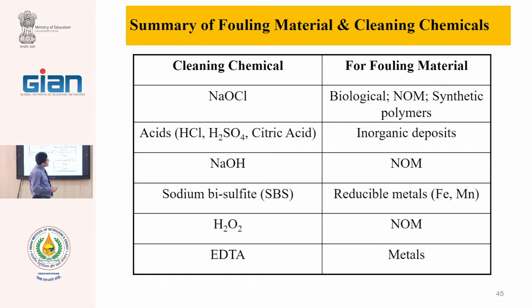And organic matter can be well oxidized with hypochlorite. Or we can use another oxidant. Another oxidant is hydrogen peroxide. Hydrogen peroxide is expensive, but hypochlorite is the cheaper one.